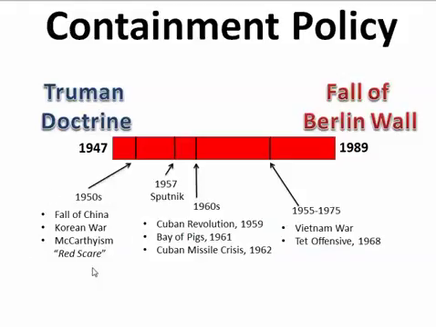Like the fall of China, the Korean War, McCarthyism, the Red Scare of the 1950s, and then Cuba. In that region, we're going to have some hostilities occur in the Vietnam War, and we're going to talk about those in the next series of videos. These are the implications, the things that happened during this Cold War period. So the Cold War and containment policies start with the Truman Doctrine in 1947 and end with the fall of the Berlin Wall in 1989.